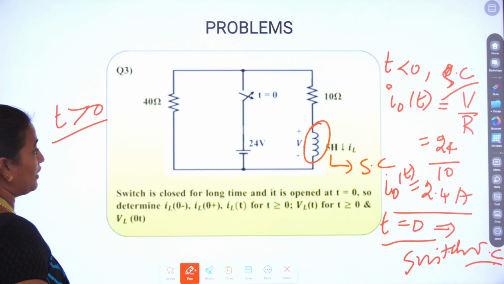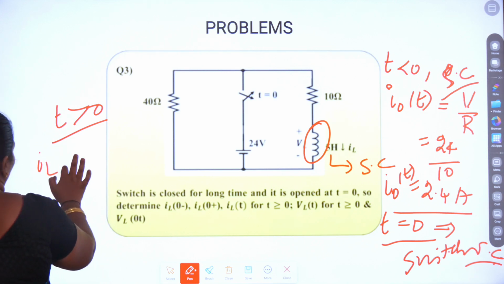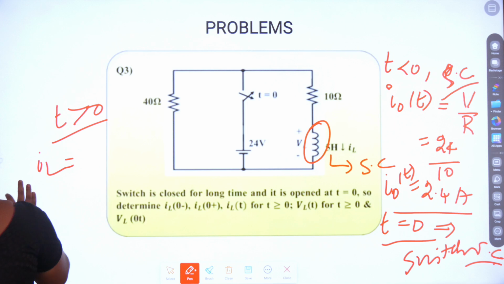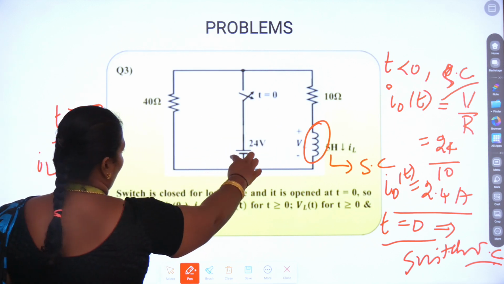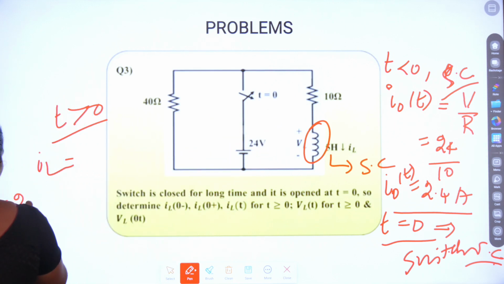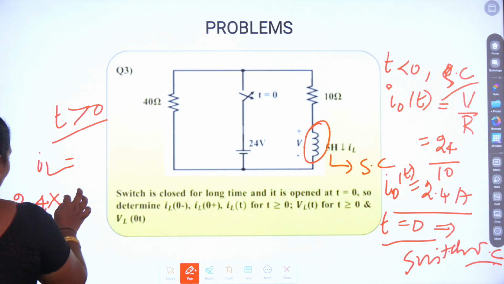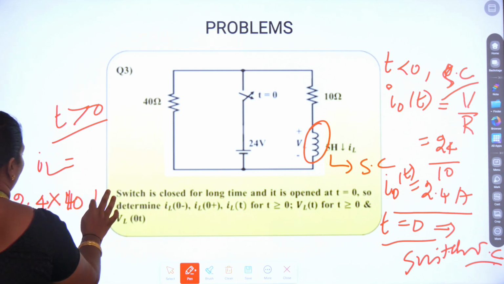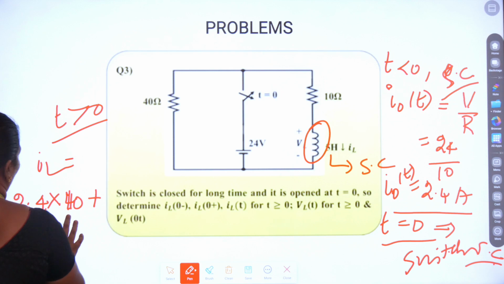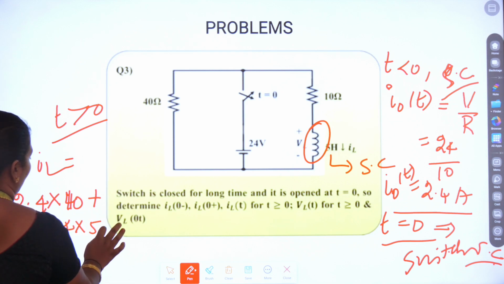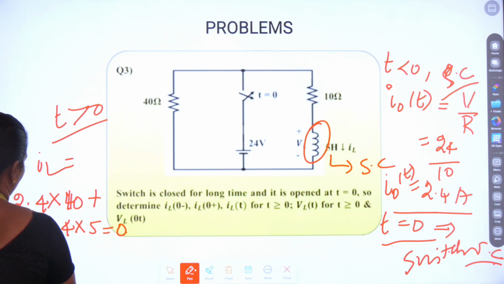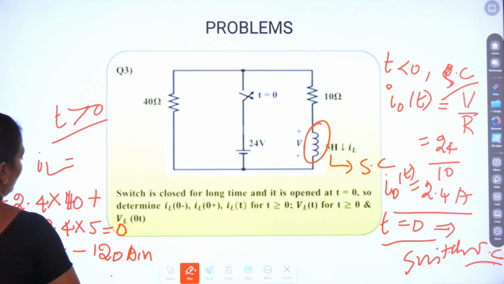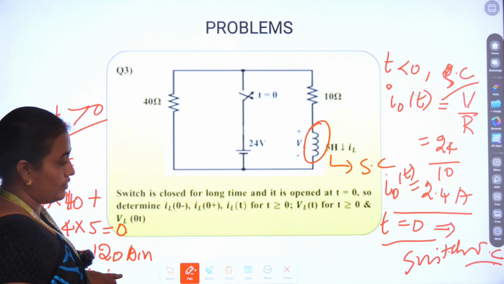So what happens when t is greater than 0? First I have to find out my IL. IL is already given as 2.4. So when there is a current flow across the circuit, I can write minus 2.4 into 10 plus minus 2.4 into 5, which is equal to 0. So my IL will be equal to minus 120 amperes. This is the final value of current that I get.